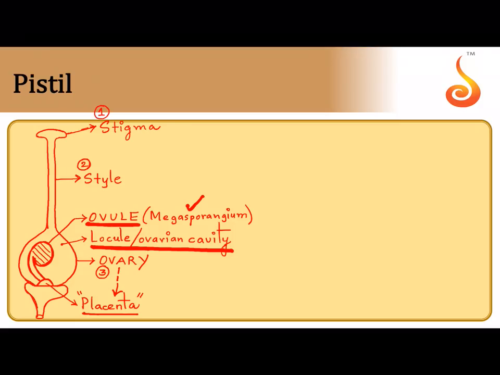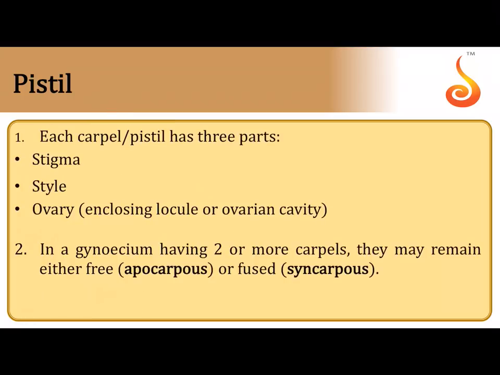The ovule has a stalk which is attached to a nutritive structure through which it derives its nutrition, and this nutritive tissue is referred to as the placenta. Is that clear to all of you? So just now we discussed, this is the summary of what we just discussed.